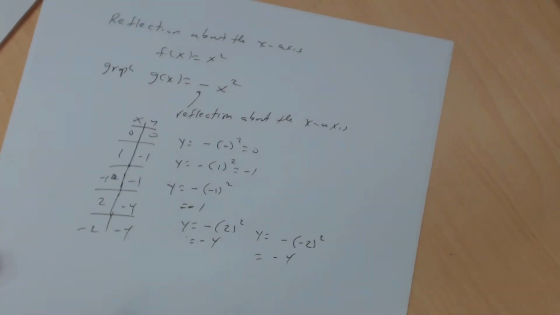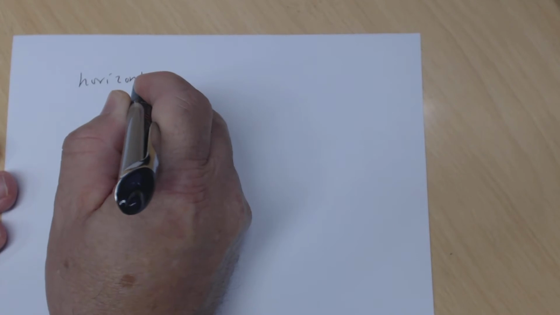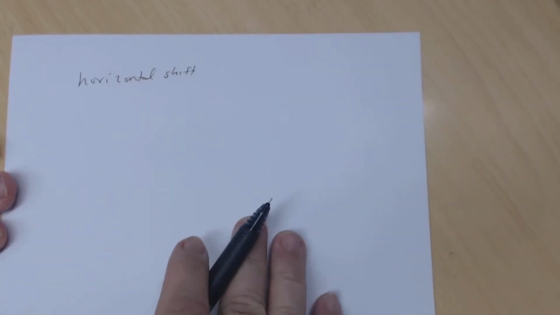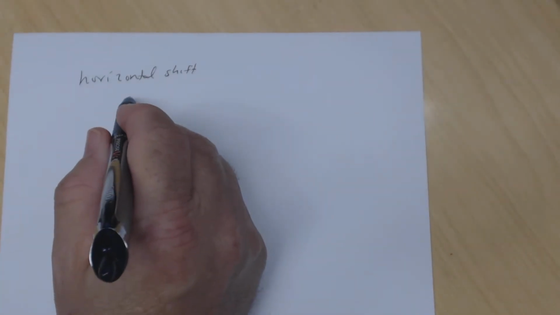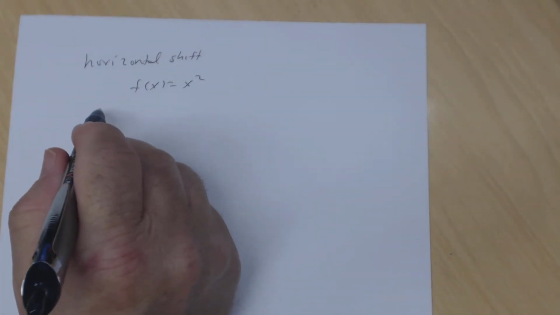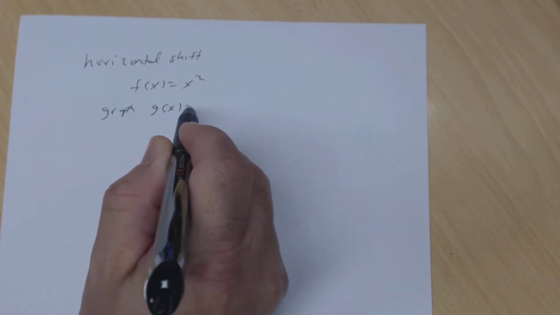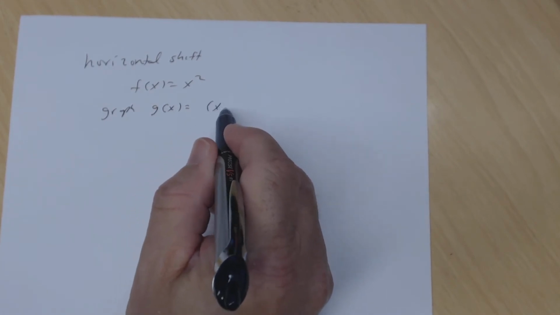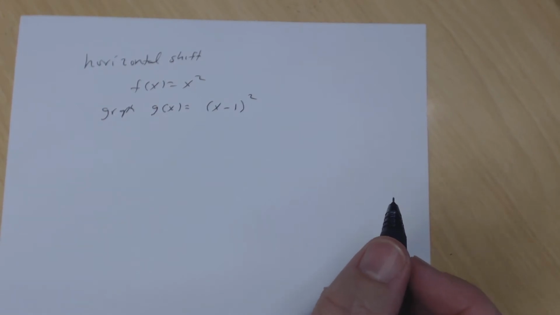Okay, so let's talk about a horizontal shift. Now the horizontal shift is a little bit harder to comprehend. So this can be a horizontal shift. Okay. All right, now let's look at f of x equals x squared again. Okay, and let's think about this. Let's suppose I want to graph g of x, which equals x minus 1 squared. Okay, g of x, which equals x minus 1 squared.